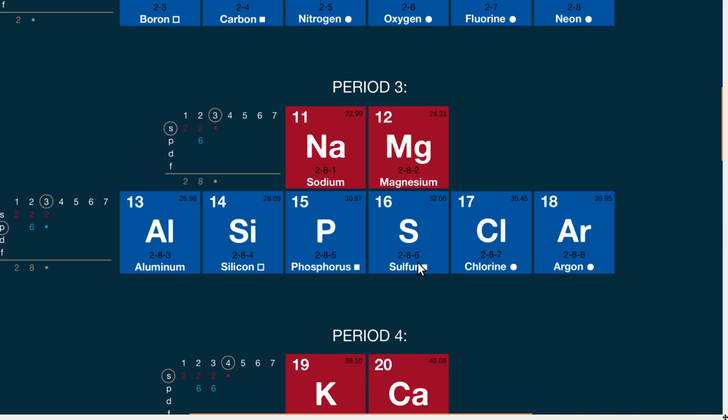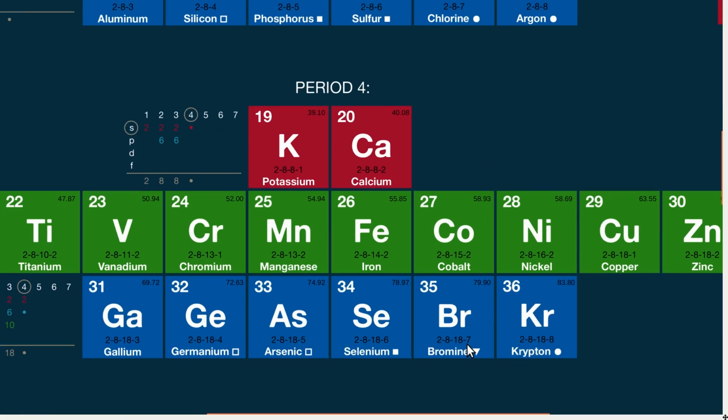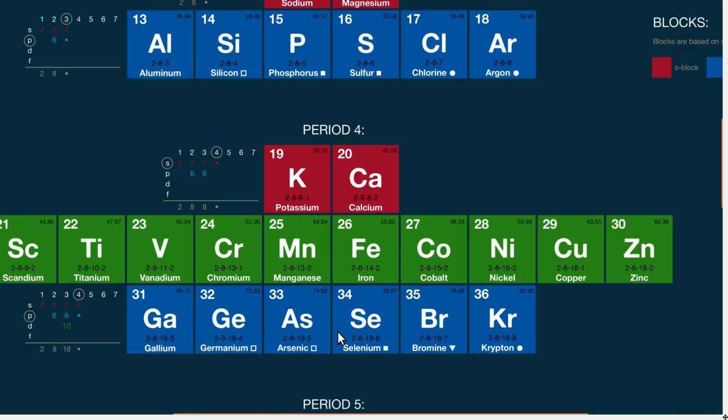We also have these symbols here, which represent the state of matter at standard temperature and pressure. So the circles are for gases. There's only a couple that are liquid. That's shown here by a triangle. Most elements are solids. In fact, most are metals. If there's no symbol at all, that means they're a metal. If there's a filled-in square, that's a non-metal solid, and a square like this means it's a semi-metal.